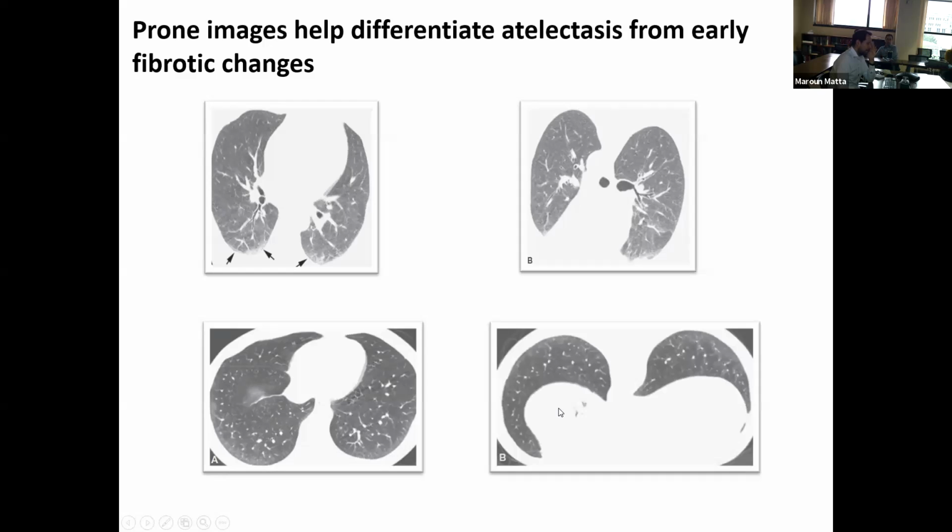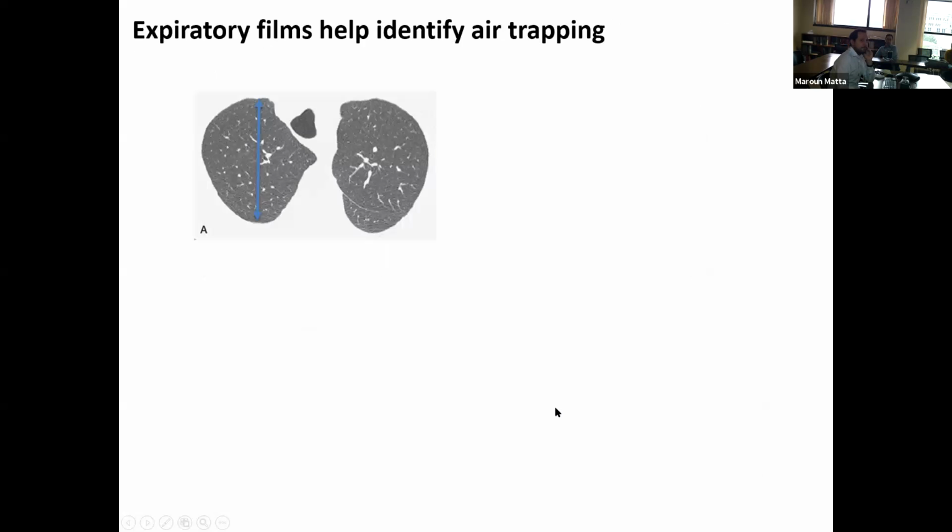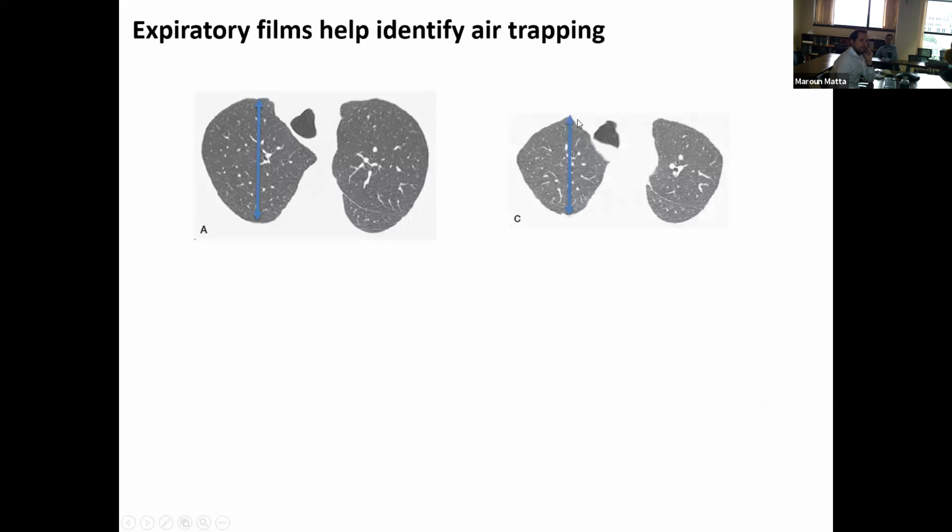What's the point of expiratory films? What do expiratory films tell us? Yeah, so we're looking mostly for air trapping. This is a full inspiratory film, right? The way to tell the quality of the expiratory film is we look at the trachea, and you have to have some invagination of the posterior wall, and you're going to lose volume, and this is going to get wider, right?